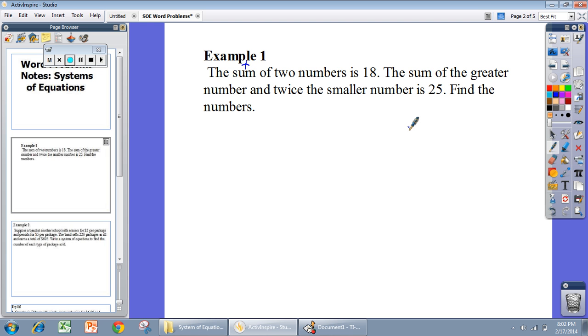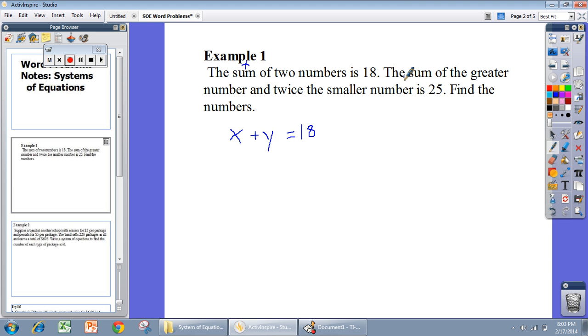We don't know what the two numbers are, do we? No. So let's just call the numbers x and y. So we have x added with y. And what did they say I'm going to get when I add them together? 18. All right, so we have x plus y equals 18. That's our first equation.